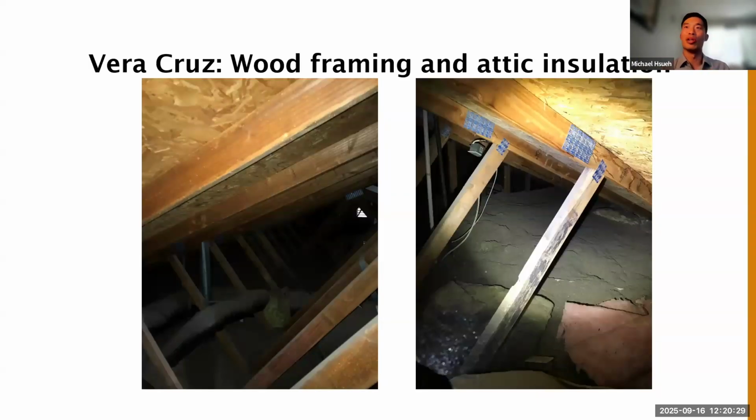Inside these attics, it's pretty standard cellulose insulation at the ceiling level, and then you have OSB sheathing, and the asphalt shingles for the roof are just immediately above that.